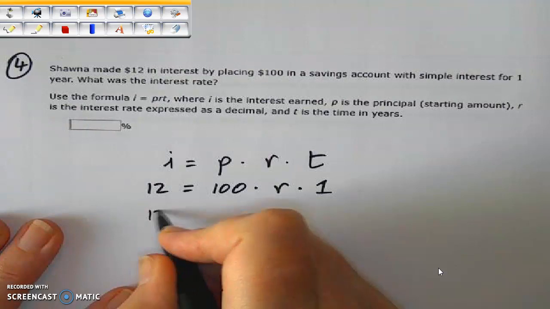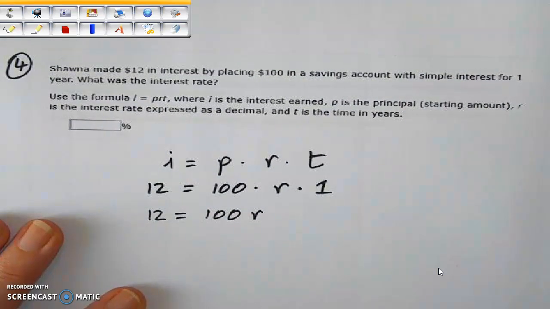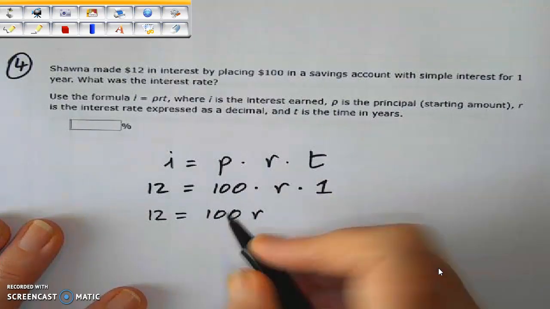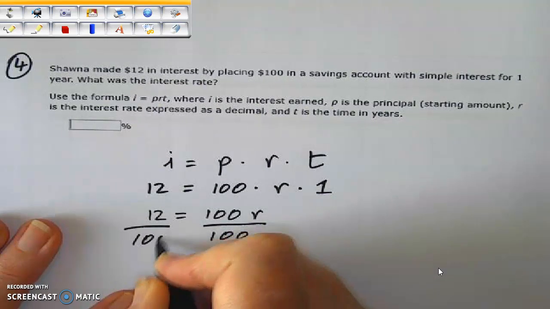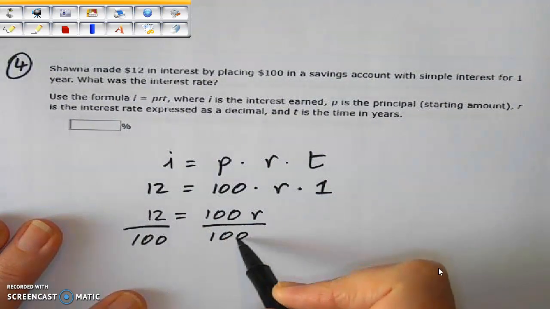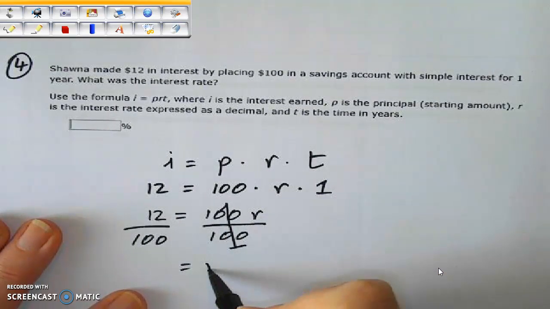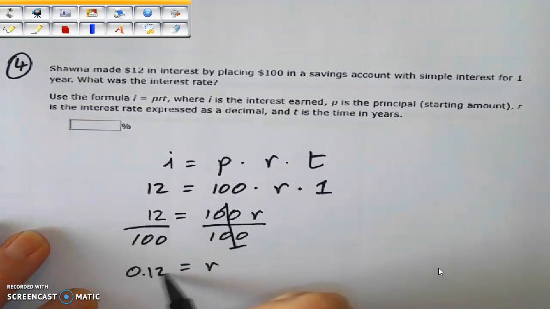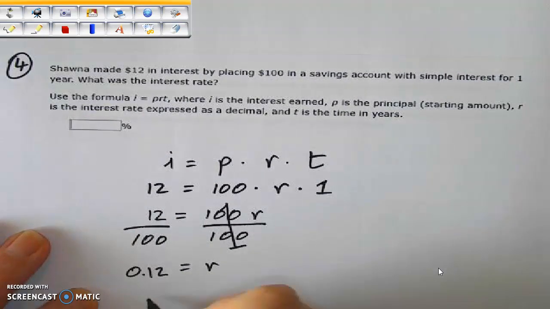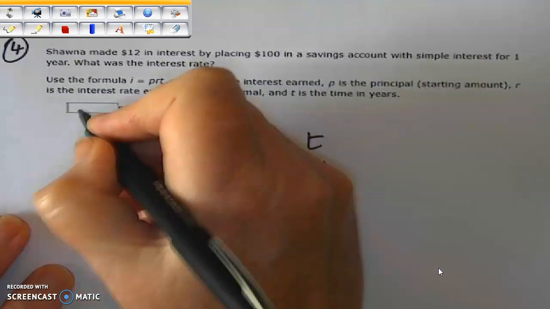So 12 is equal to 100 times the interest rate, because when you multiply by 1, you get the same thing. I am going to divide both sides by 100. Remember, 100 over 100 is an equivalent of 1. So this is 1 times R, which is R. And this is 12 out of 100. And that as a percent is 12%. Remember the decimal equivalent of the percent. So the answer is 12%.